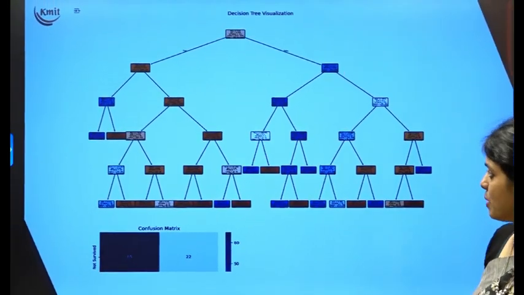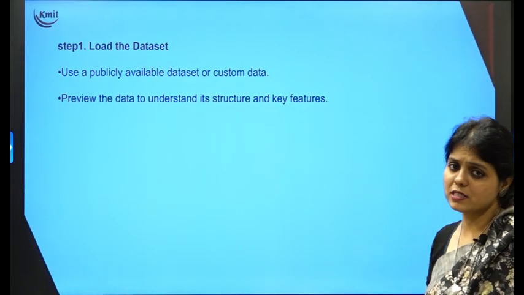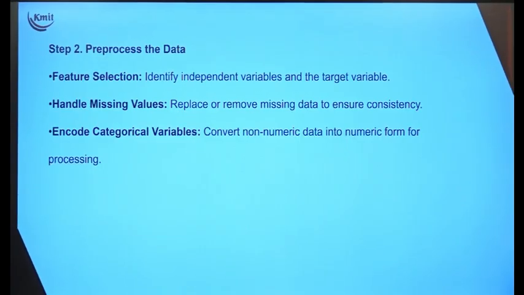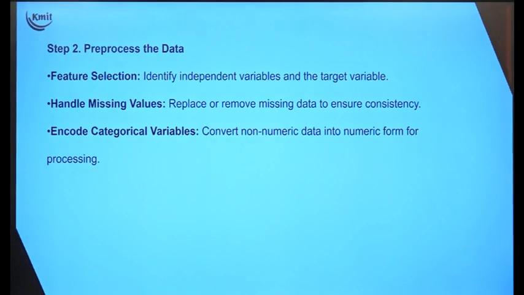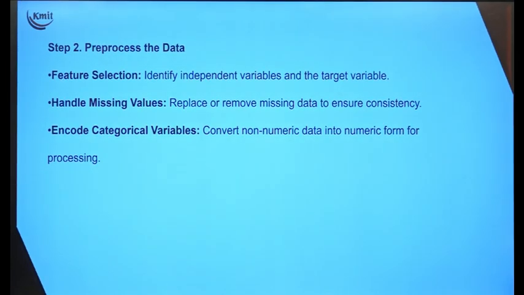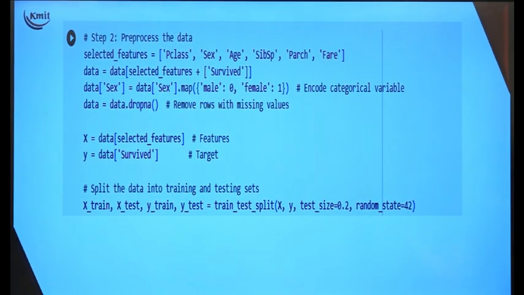So this is all about how we build a decision tree model. Let me quickly recap the steps again. First, import the required libraries and load the data set. Once I am done with that, pre-process, select the important features, handle the missing values, and encode the categorical variables if they are available. All these are optional depending upon the data set that you take.